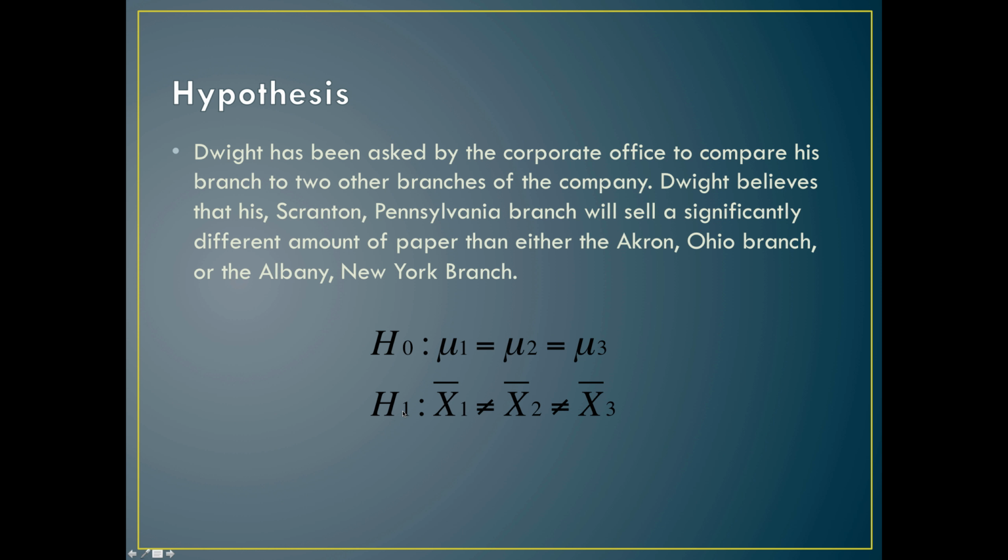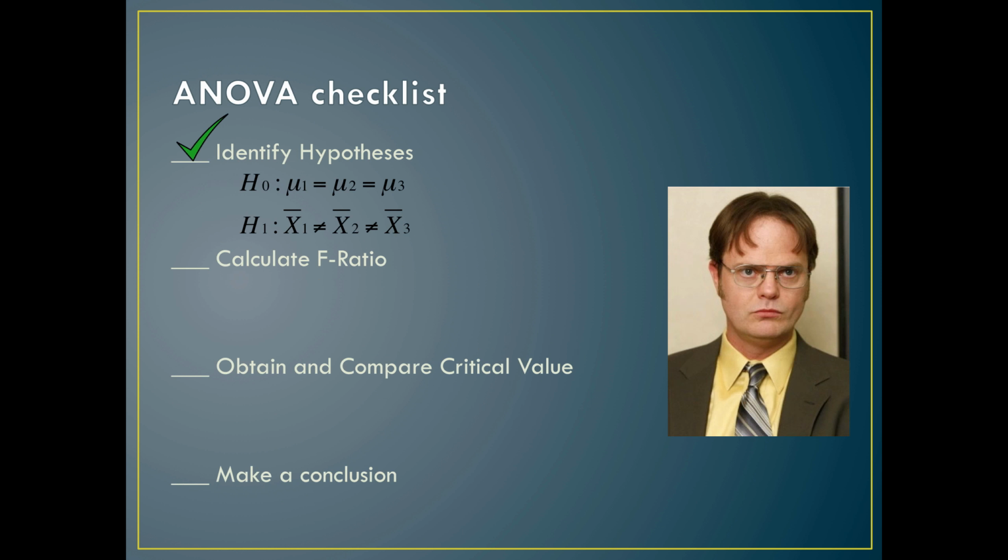On the alternative hypothesis, we collect data from samples. You can imagine Scranton would be sample number one, Albany number two, and Akron number three. That's going to be my X bar. Since we're trying to prove that there are differences between those groups, but we do not know which group differs from which, we're simply going to say that X bar number one is not equal to X bar number two, or is not equal to X bar number three. So we identified our hypothesis.